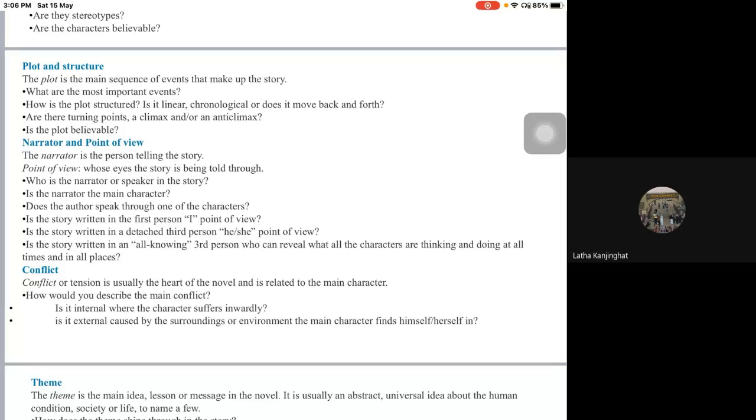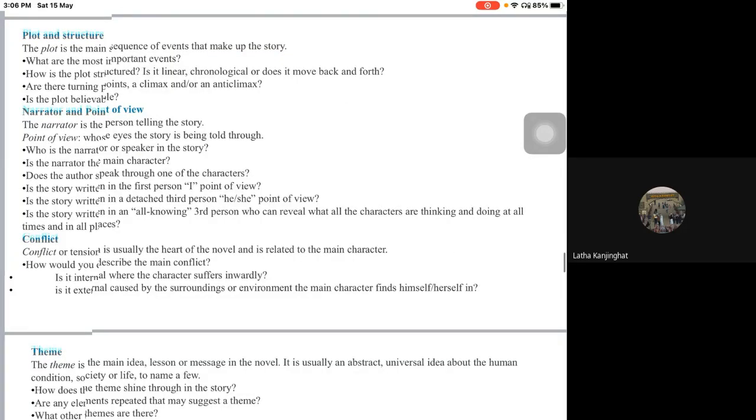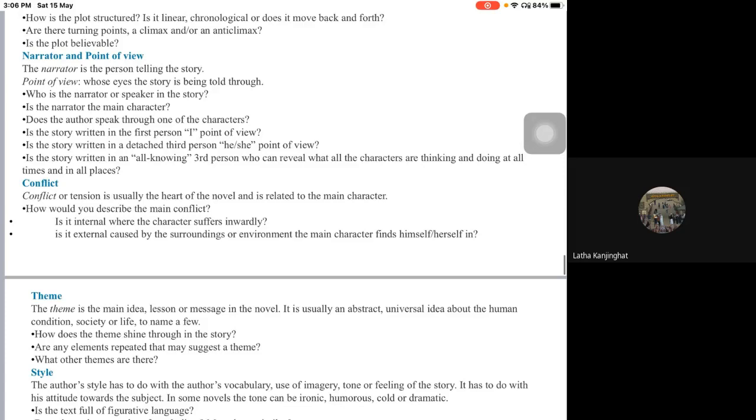Then talking about conflict, another way to analyze a novel is by looking at the conflict or the tension that is at the heart of the novel, and it is related to the main character. So, how would you describe the main conflict? Is it internal, where the character suffers inwardly? Is it external, caused by the surroundings or environment the main character finds himself or herself in?